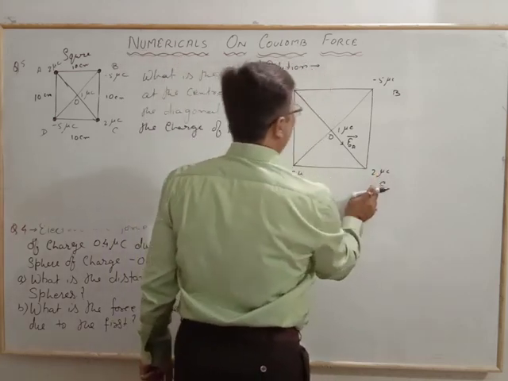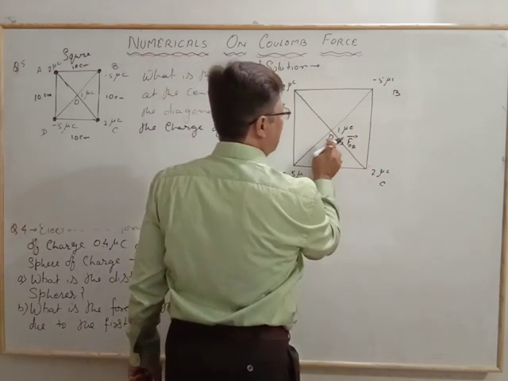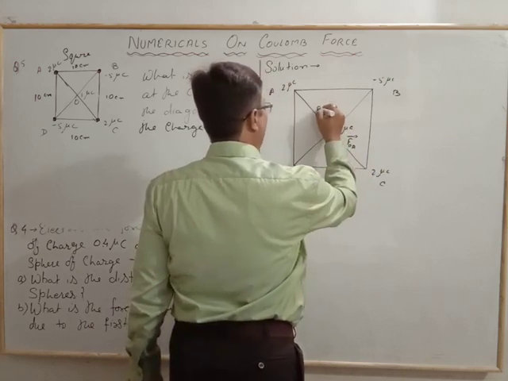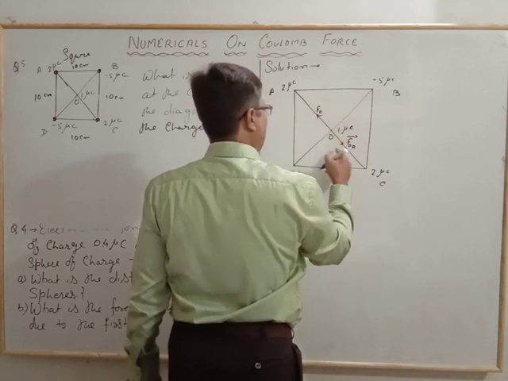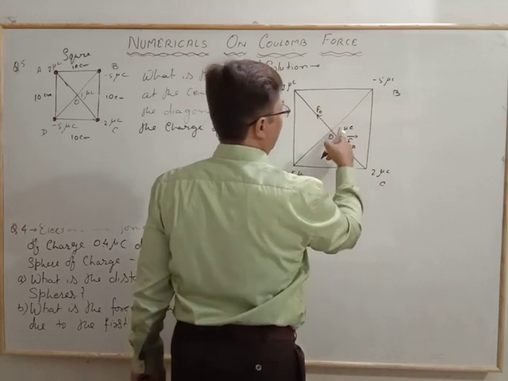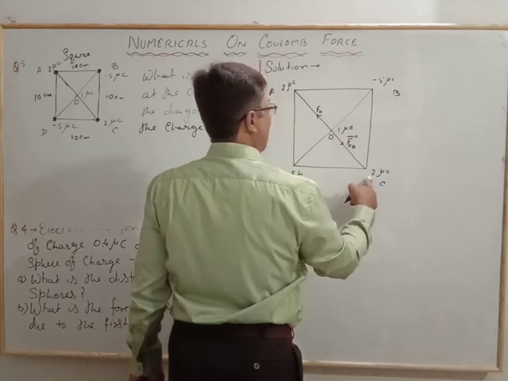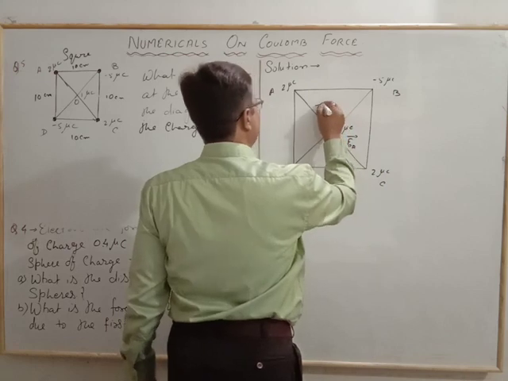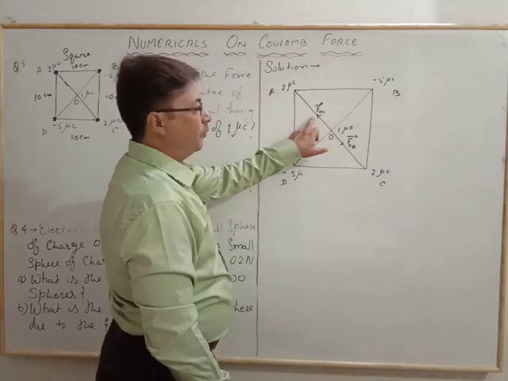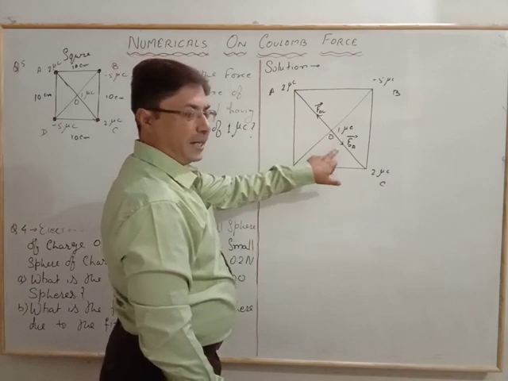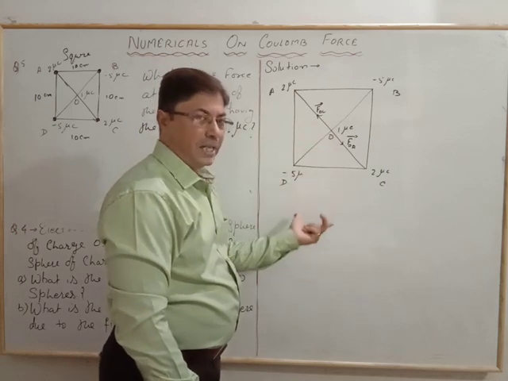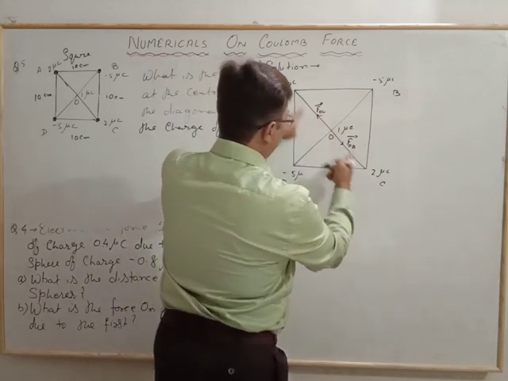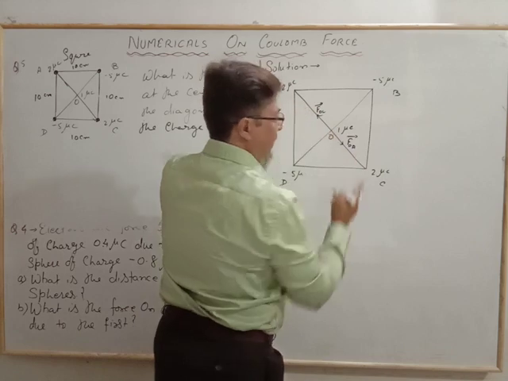Similarly, if we see point C, again there are like charges, so again there is repulsion. That repulsion is the force on the charge at the center of the diagonals due to the charge at vertex C, in this direction. Either of the forces are opposite in direction. Whatever the magnitude, we will calculate. But here, due to the like charges, each force acts in the opposite direction.